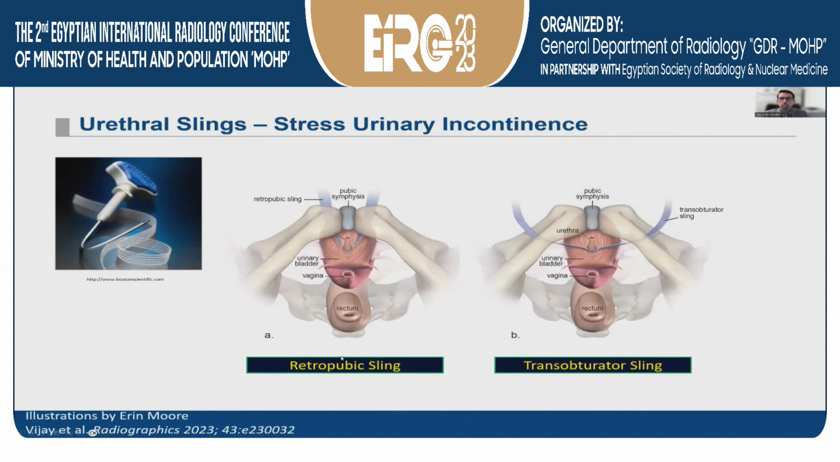There are two main types of urethral slings, retropubic sling and transobturator sling. As the name suggests, the retropubic sling has its arms extending anteriorly between the bladder and the pubic bone in the retropubic space. Meanwhile, with the transobturator slings, the arms are extending more laterally through the obturator foramen and do not go into the retropubic space.